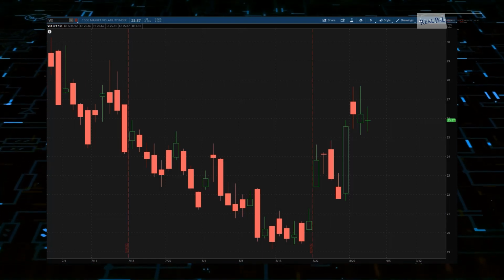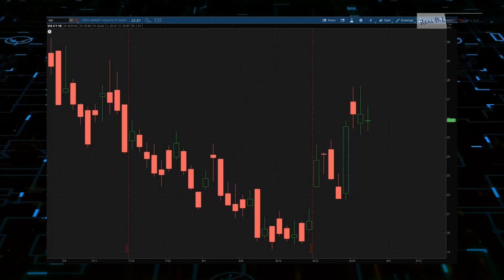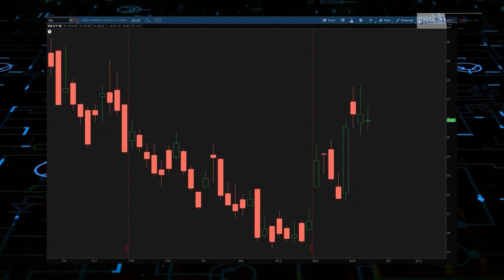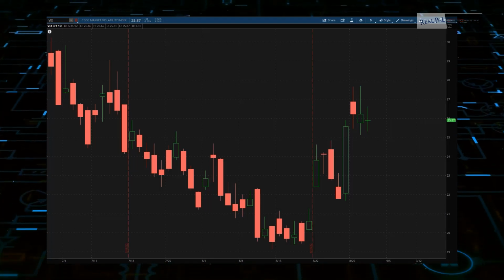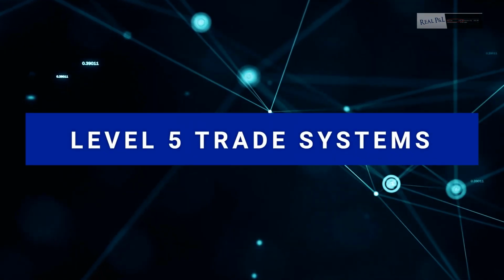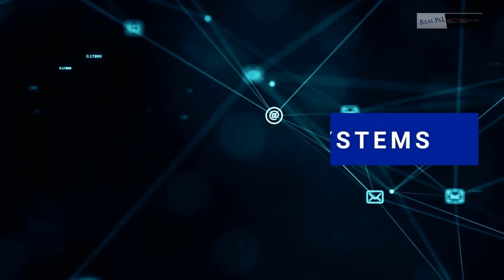So the bottom line, the market direction is not predictable. With this in mind, it's always good to have a non-directional trading system with your portfolio. All the trading systems I trade are proprietary and were created to make money in any market environment. I call them level 5 trade systems.